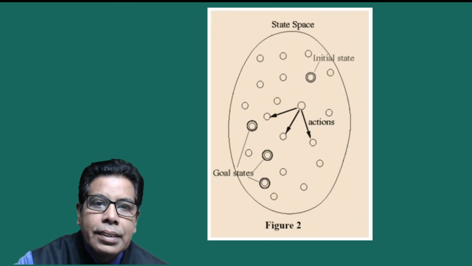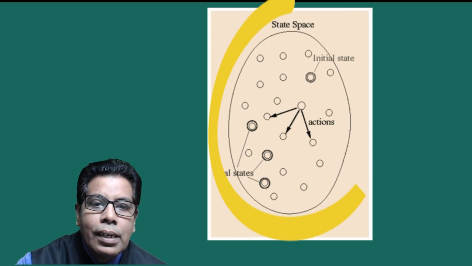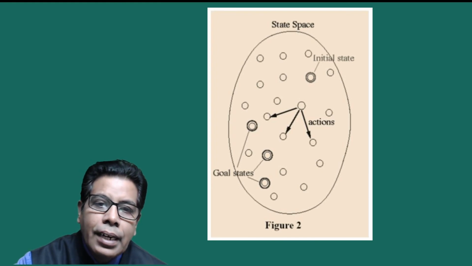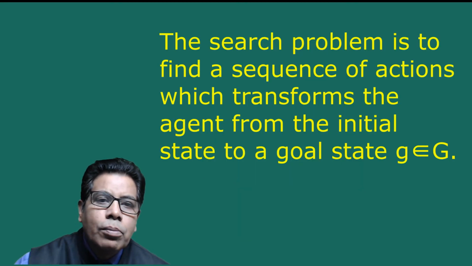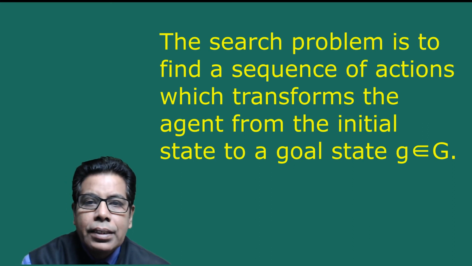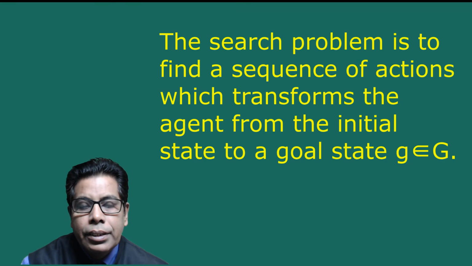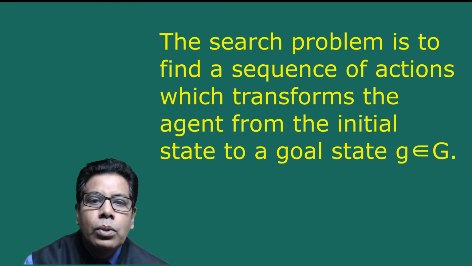Now these are represented schematically in figure 2. So here you can see we have the initial state and actions which will lead us to the goal state, and this whole oval is called the state space. So state space will have all the states, initial state, then goal states, and the intermediates. The search problem is to find a sequence of actions which transforms the agent from initial state to the goal state. Now here G belongs to capital G.